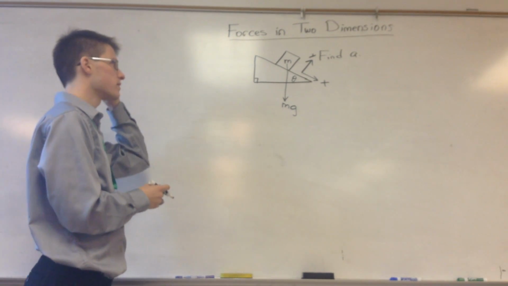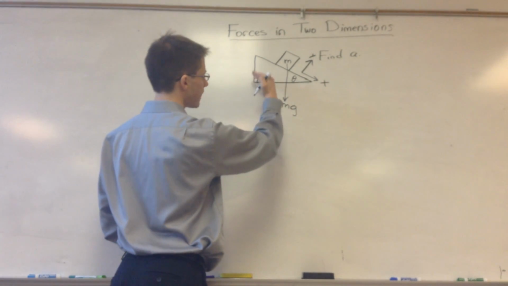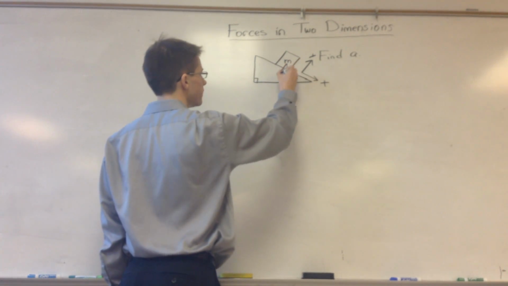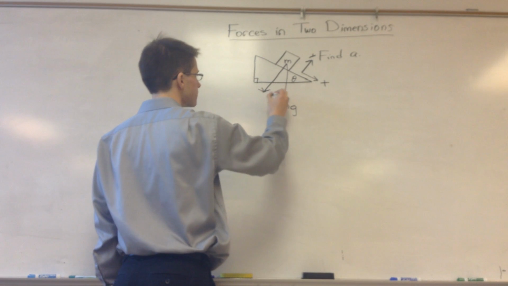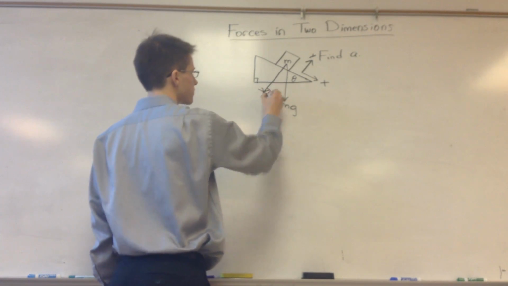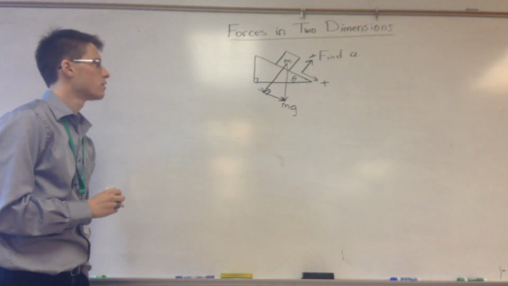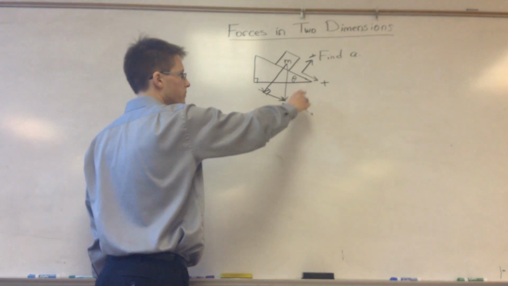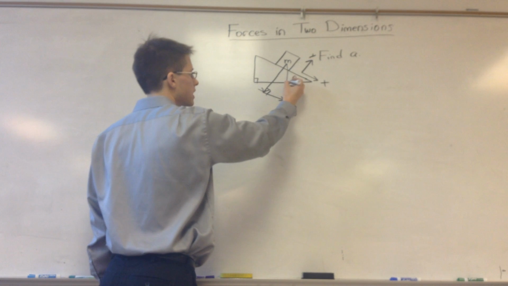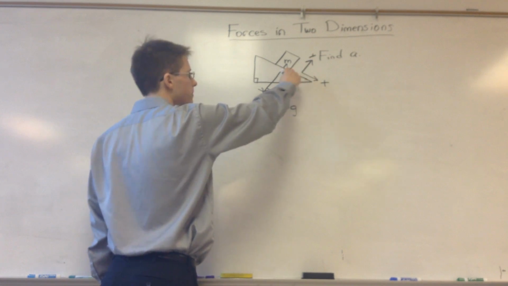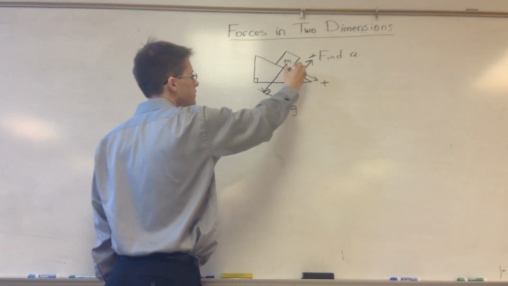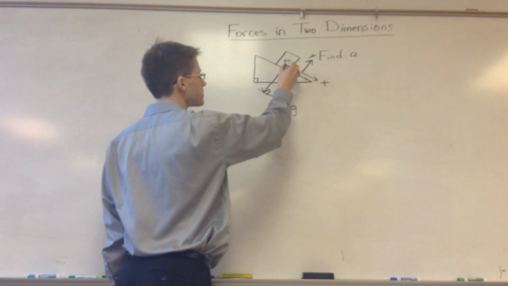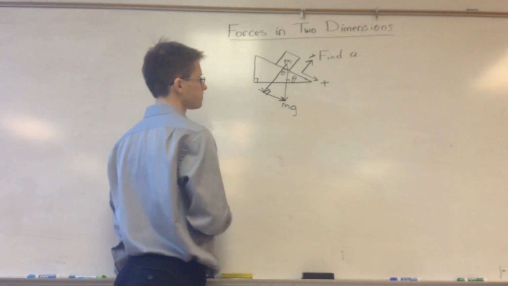So I need to then break this down into components that align along the x and y axes. So I need to find a component like this, and I need to find a component like this, and this is a right angle here. So that's great. What that means is I need to figure out one of the angles inside this big triangle. So this angle is theta, and this is 90, so that means this is theta minus 90. This little one is also theta minus 90, which means this big angle here is theta.